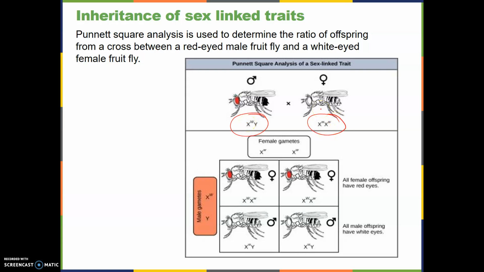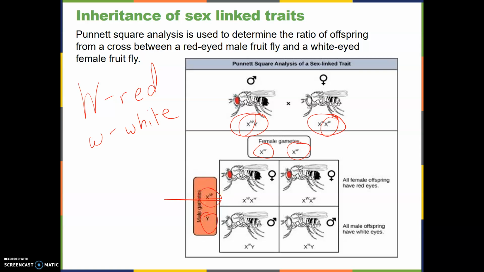And I don't know if it's obvious, so capital big W is for red eyes, and little w is for white eyes. White eyes is recessive. So notice that the allele for red eyes is shown here. It's a big X with a big W superscript. And the allele for white eyes is an X with a little w. So the gametes that the female can give are X little w, X little w. The gametes that the male can give are X big W, Y.